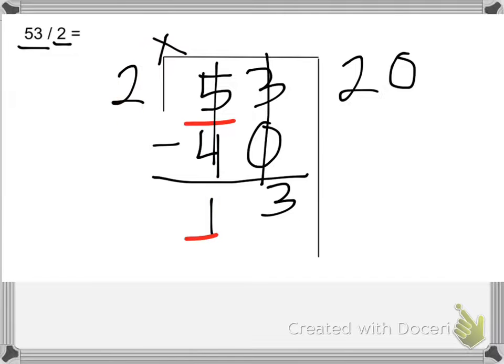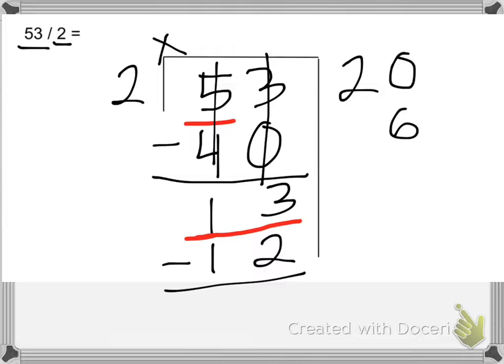So I am going to continue my underline. And I'm going to underline the 3 to make 13. Now I'm going to ask myself, how many times can 2 go into 13? Now I know that 2 times 6 equals 12, and that is close enough. Okay, so I'm going to take 2 times 6, and that equals 12. My 12 is going to go under my underline, and then I'm going to subtract to get 1.